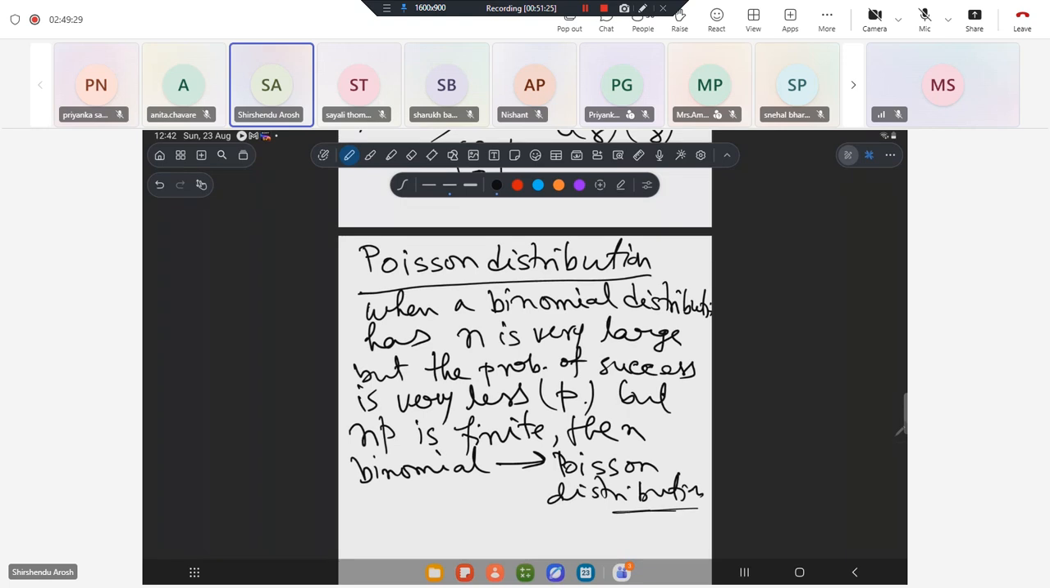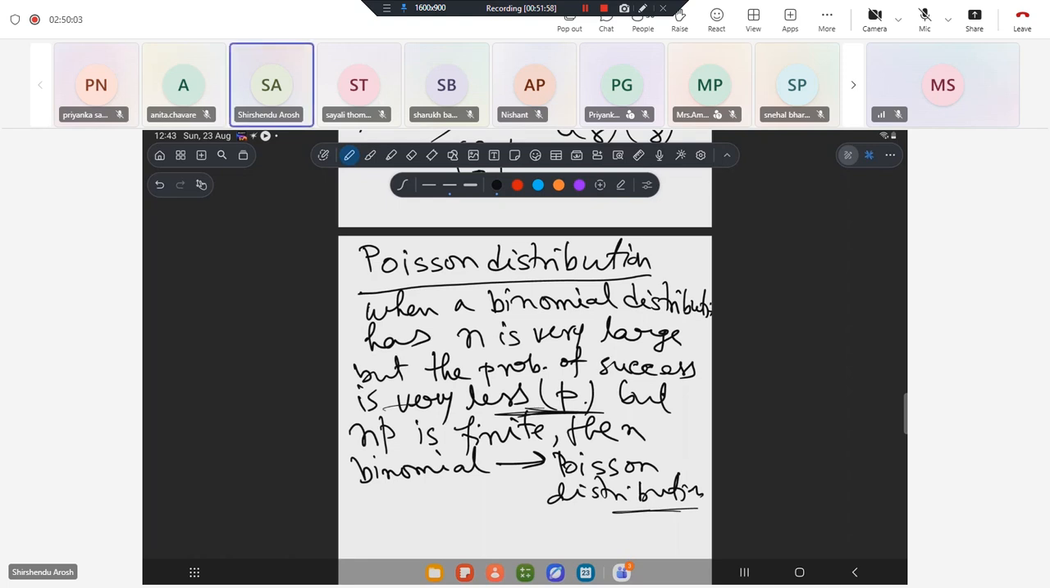So your number of trials has to be a huge number, and p, the probability of success, is quite low. But at the same time, np should be some finite number. If that is the scenario, then we can approximate the binomial distribution by the Poisson distribution.